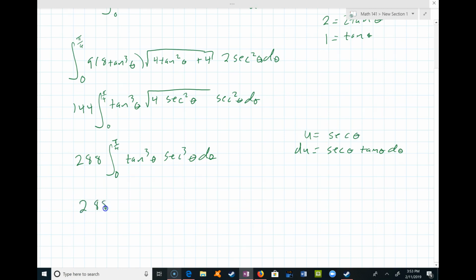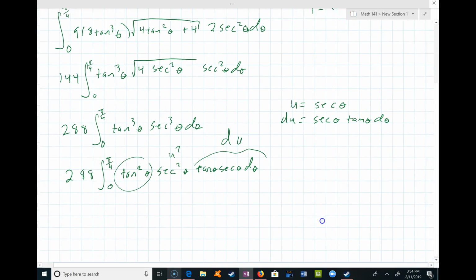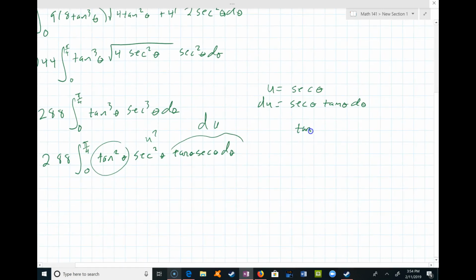So I'm going to rewrite this as 288. I'm just taking careful steps as we go. So that means that I'm going to have a tangent squared theta, secant squared theta, tangent theta, secant theta, d theta. And I'm writing it like that so you can see that this whole thing here would be my du. This will easily be written as u squared, so I need to change that thing. And of course we change that because we know that tangent squared theta is equal to secant squared minus 1.